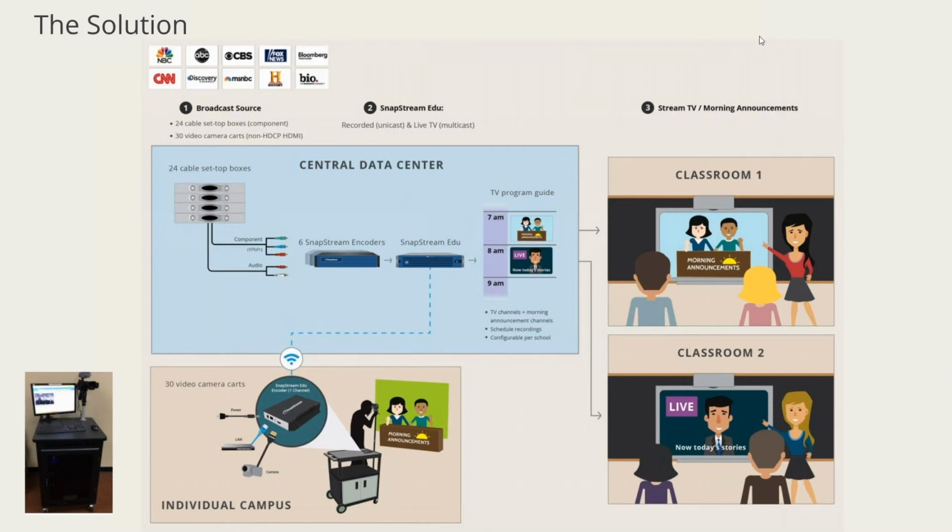So the architecture of the overall solution you see here: as part of the overall project, they purchased 30 of these video camera carts to go into each of the schools, and a couple of them were free floating devices. But they had 24 cable set-top boxes connected into a SnapStream encoder, and those connected into the SnapStream EDU server, which is built to be extremely scalable with all flash drives and an advanced RAID configuration, for those of you that are technical.